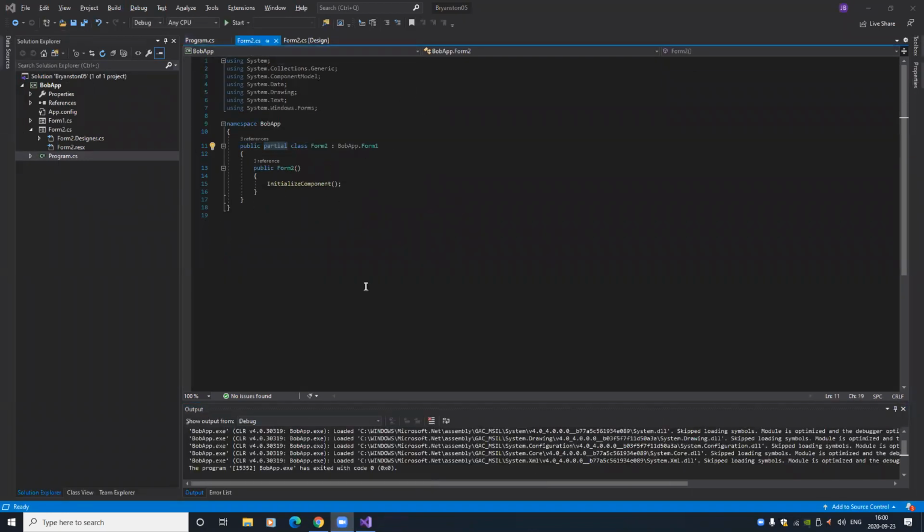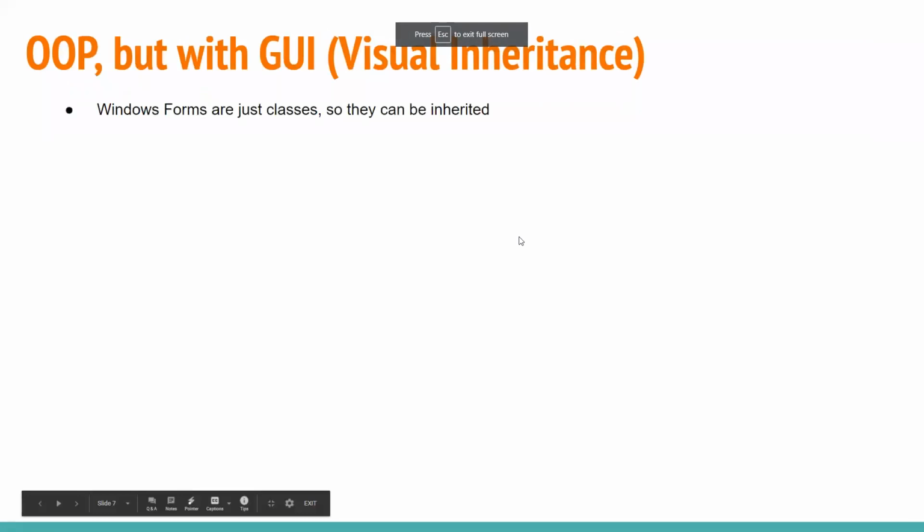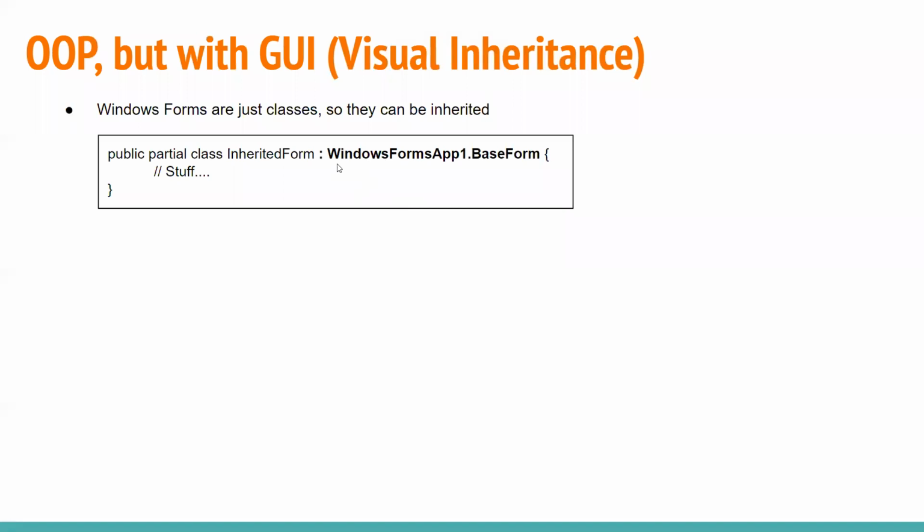That's literally all visual inheritance is. Windows forms are just classes, so they can be inherited, exactly the same as normal things are inherited. We just put a colon there and say what it's inheriting from. Inherited and derived forms inherit all the properties, attributes, and methods of the base class.